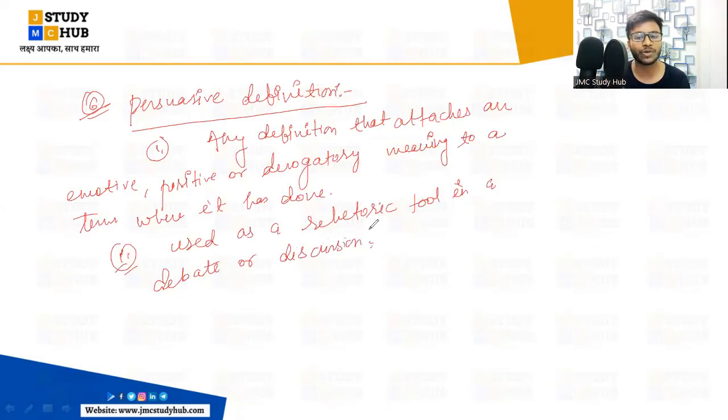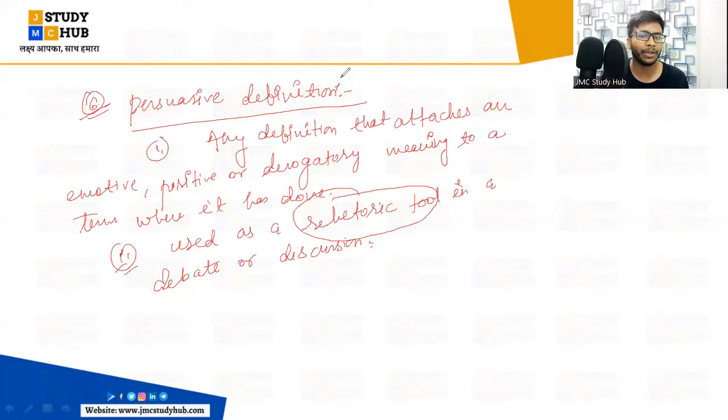So this is the persuasive definition, you need to persuade, right? You want to explain, that is why you are using a rhetoric tool. The rhetoric tool is used to persuade the audience in communication. What message you will frame, what kind of message you will design, and for which audience you will explain it, this is what the rhetoric tool is about. So you use the rhetoric tool in a debate or in a discussion. So it is a definition which attaches an emotive, positive or derogatory meaning to a term, in order to persuade.